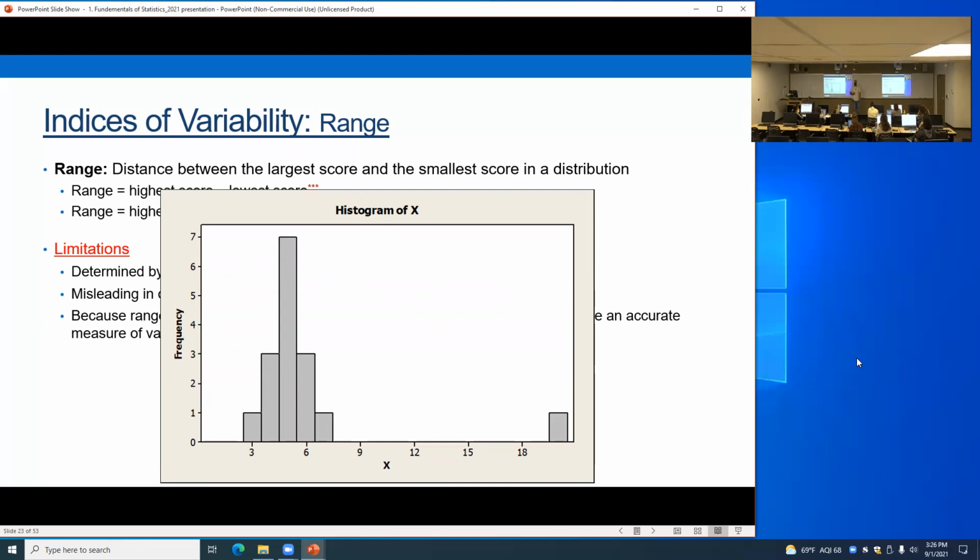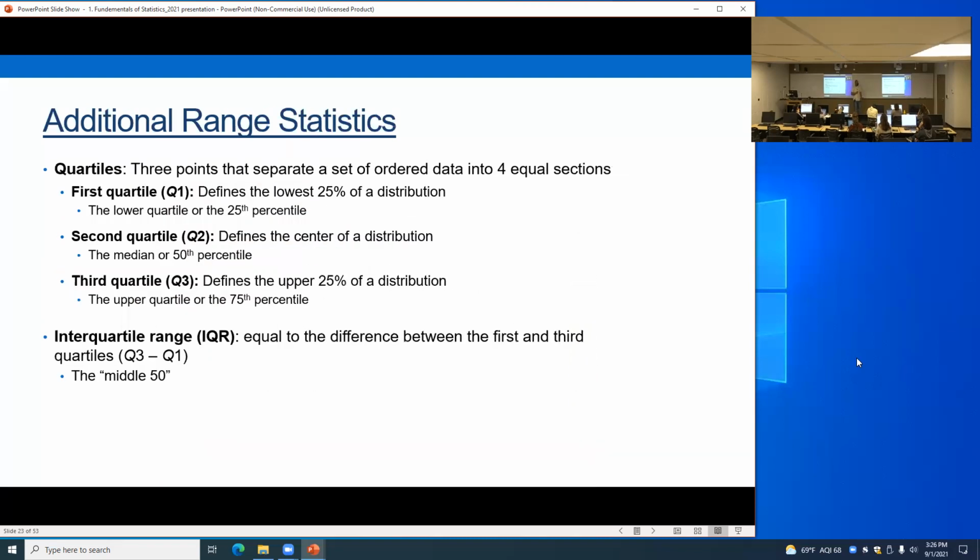But even if it is a real score, it suggests that my data are far more variable than they actually are. Because in reality, everybody looks like they're ranging from about 3 to 7. And then I got one score that's way out there, right? So thinking about ways in which range in and of itself can start to be misleading. Okay.